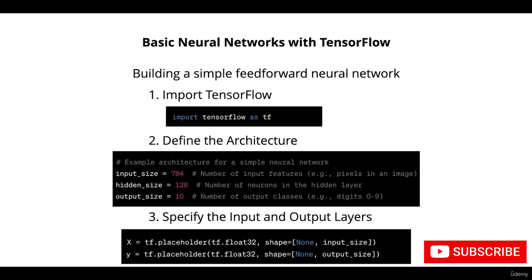Next step is to specify the input and output layers. You define the placeholders for the input data X and the corresponding labels Y if you are working on a supervised learning task. You do this like this: X equal to tf.placeholder, with tf.float32, shape equal to None, input size. Y equal to tf.placeholder, tf.float32, shape None, output size.